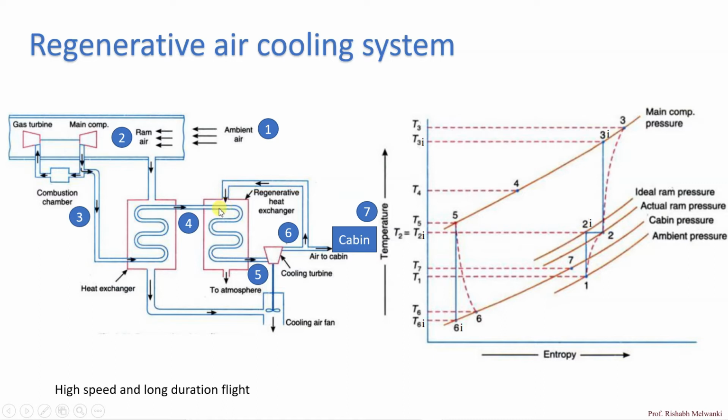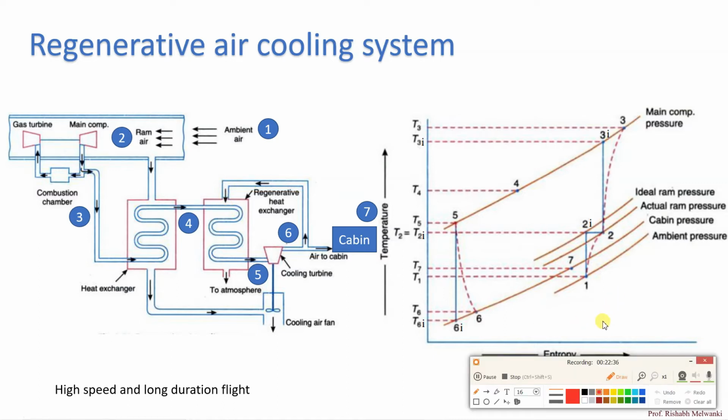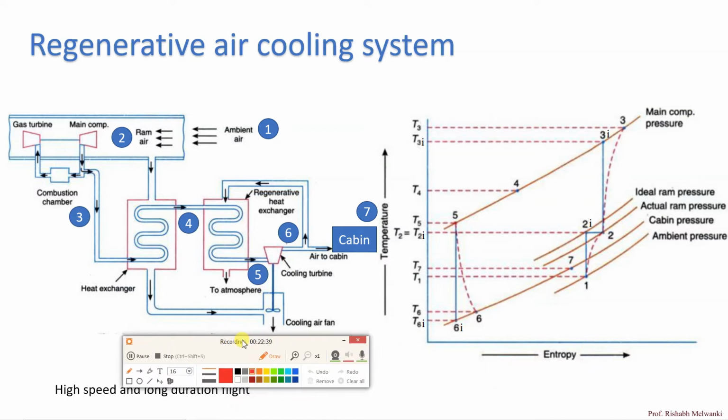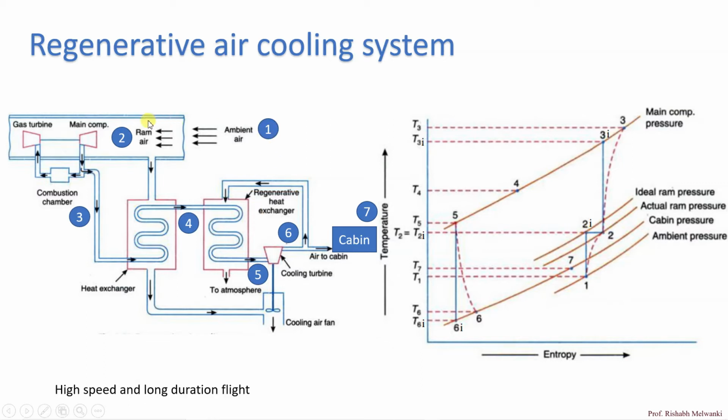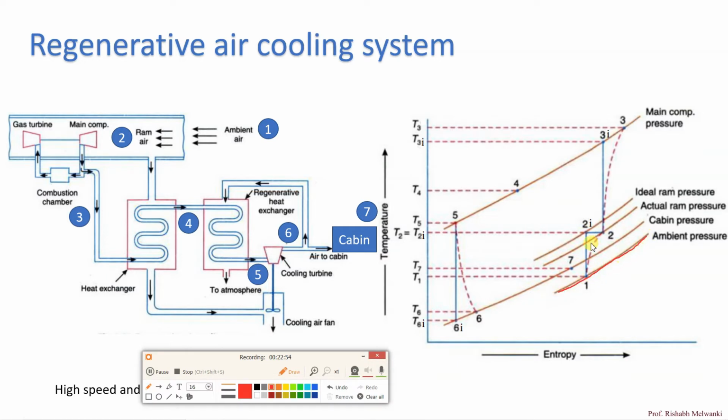You can observe here on the TS diagram, process 1 to 2i is the isentropic ram process. Here you can see point 1 pressure is the ambient pressure. So here we have point 1 at ambient condition. Then point 2i will be the ideal ram pressure.